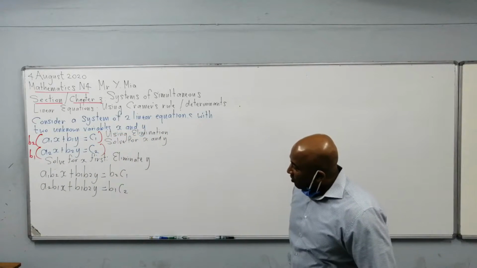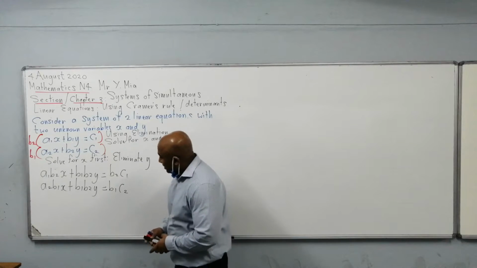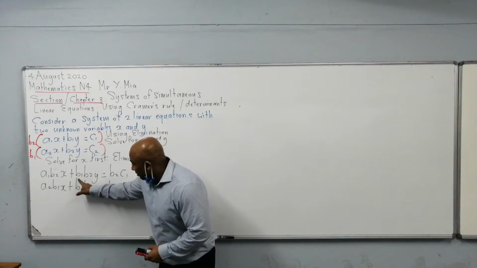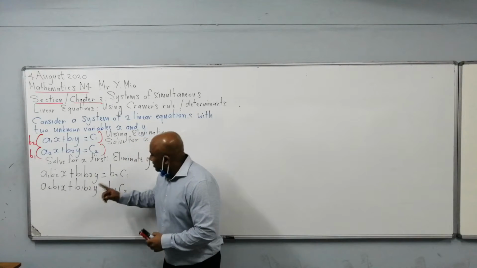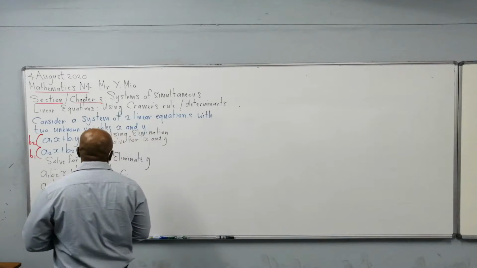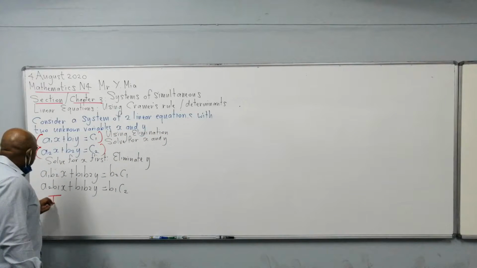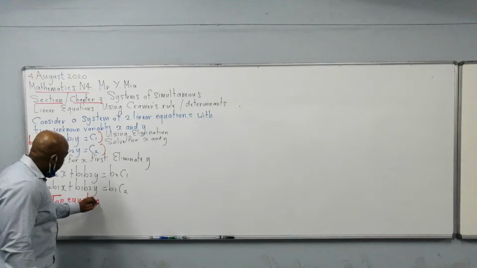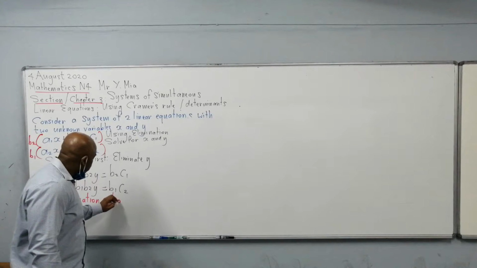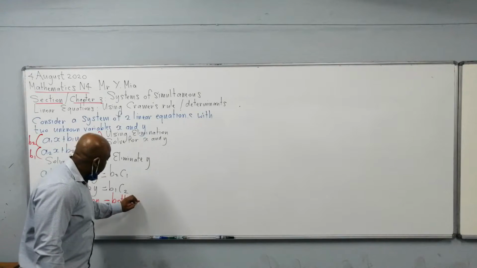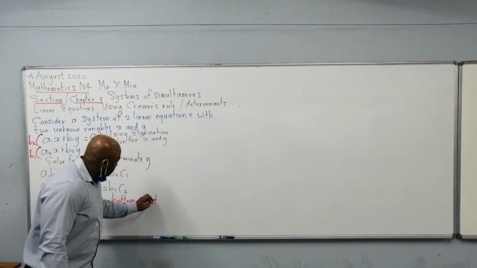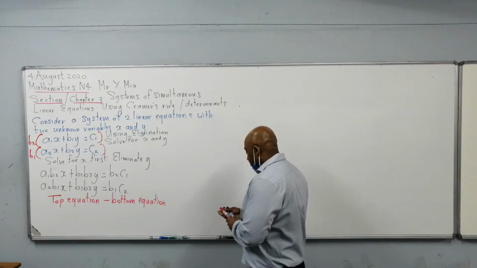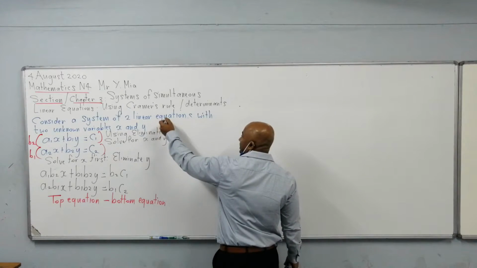Okay, so now what just happened? Now the coefficients of y are the same. Can you see that? b1 b2, b1 b2. So now I can go and subtract. So now I'm going to go top equation minus bottom equation. So that's going to be top minus bottom.